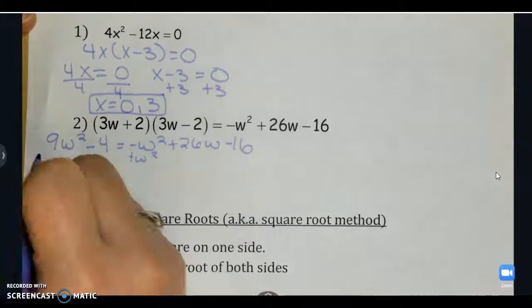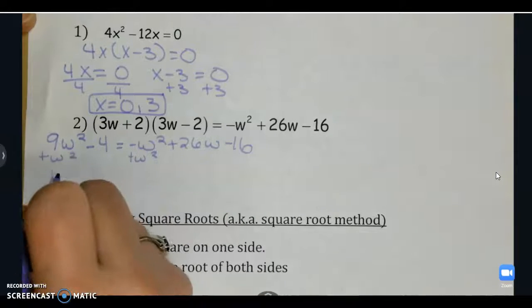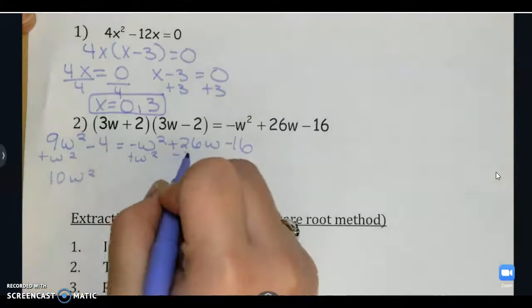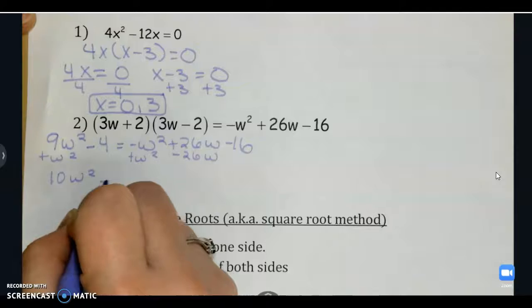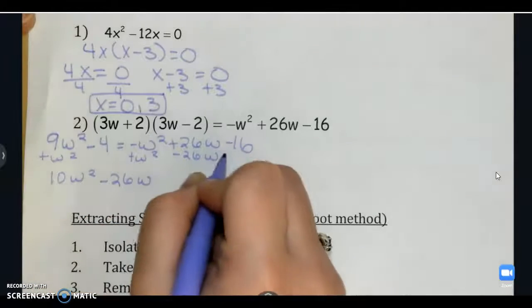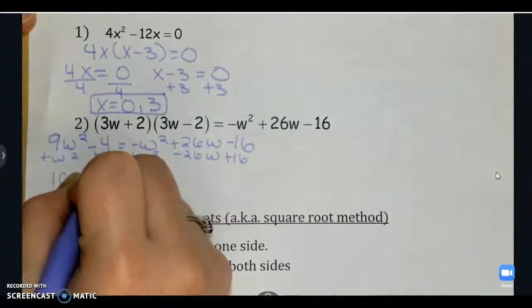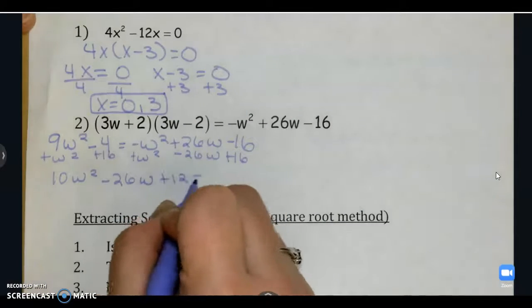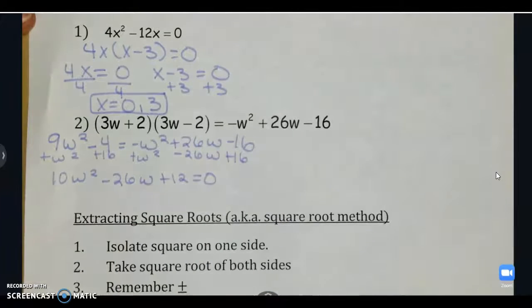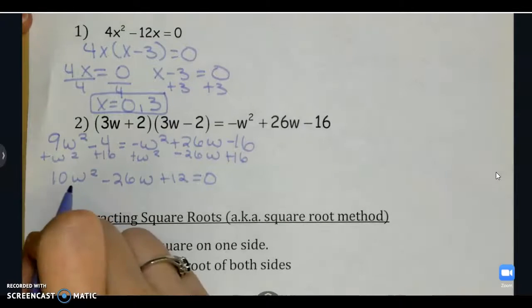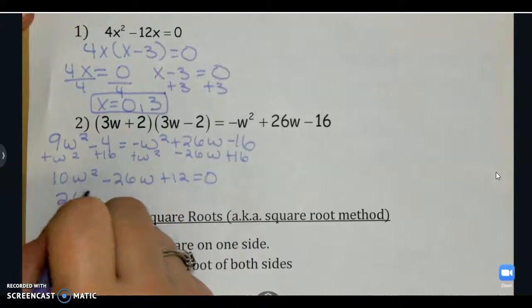So I'm going to add w squared to both sides. Subtract 26w. I don't have any of that on this side, so it's going to stand alone. And then add 16, and that gives me 12. So I have everything on the left, and I'm ready to factor. First I look for a GCF, and I have one of 2 here.